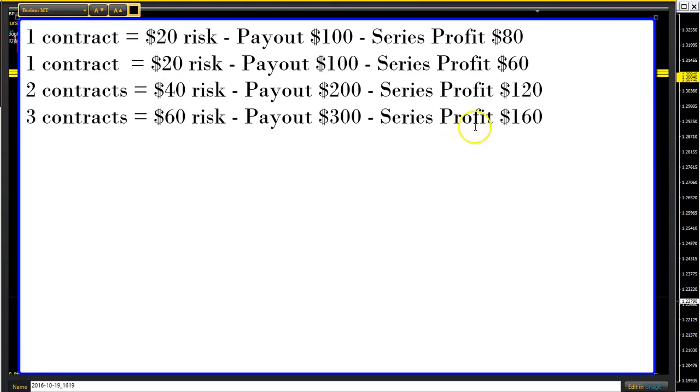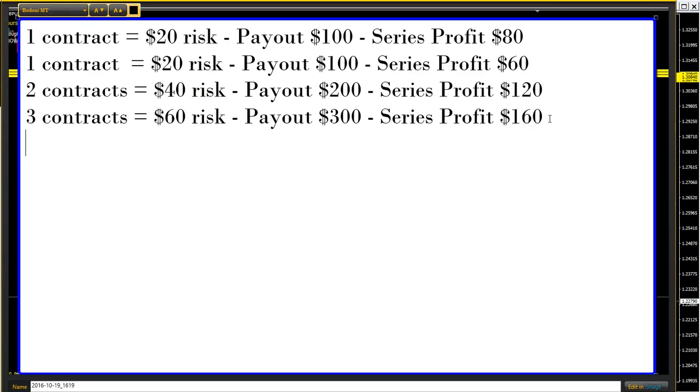On your 4th attempt here, if you win this 4th trade, your profit is going to be 160. That's a payout of 300 minus 60 minus 40 minus 20 minus 20. Okay, so it'll be a profit of 160.